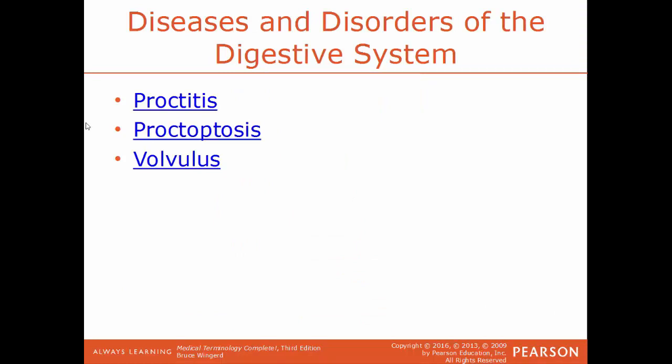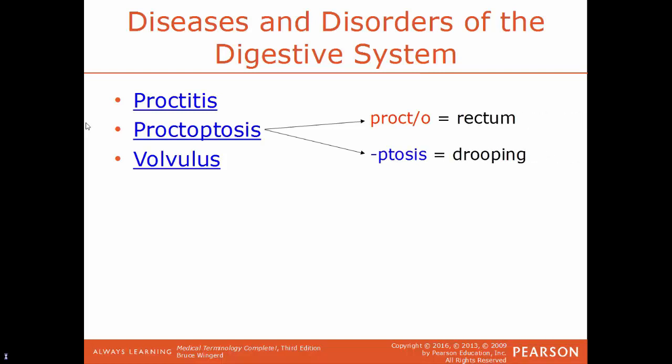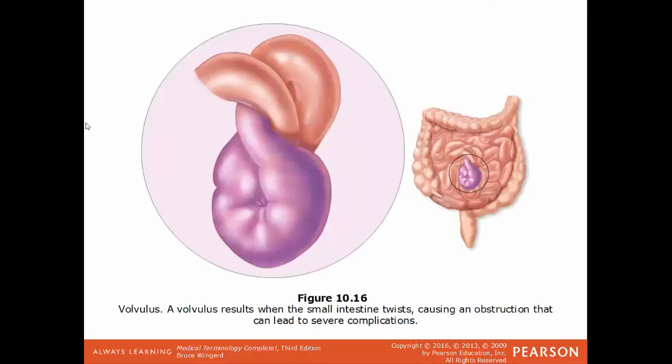Proctoptosis, we're going to break down that term. Procto means the rectum, and ptosis means a drooping. This would be a prolapsing or a sagging or drooping of the rectum. And our last term here, volvulus, a rolling or a twisting of the stomach or the intestine, which will lead to an obstruction. Here's an image of how that would look. We have the small intestine rolling over on itself and twisting itself, which will cause a blockage here.